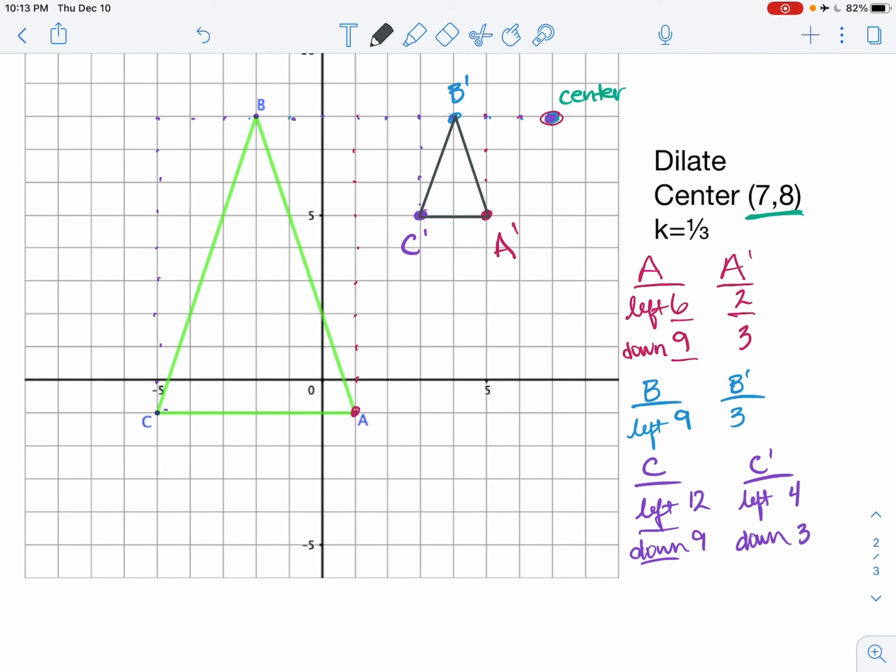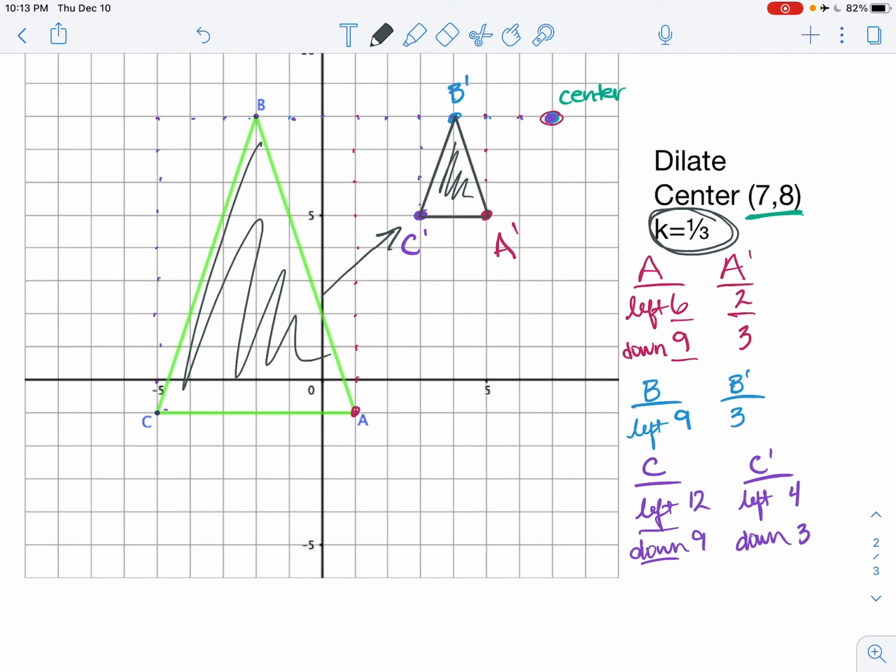Okay, so some things to check before we stop and decide that we're done with the dilation. Because k is less than 1, that means the new triangle should be smaller than the pre-image, which it is. My new little triangle here is smaller than the pre-image. It should also be closer to the center, so it should have moved toward the center, which it did.